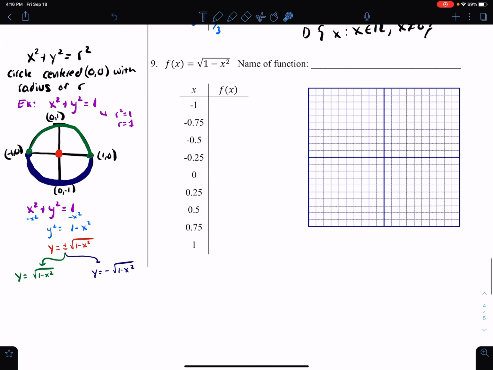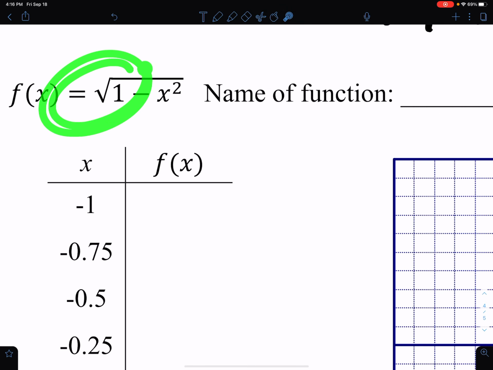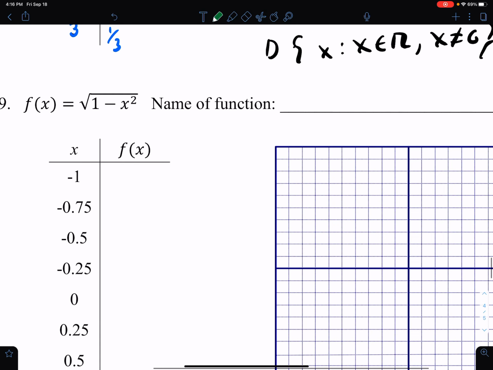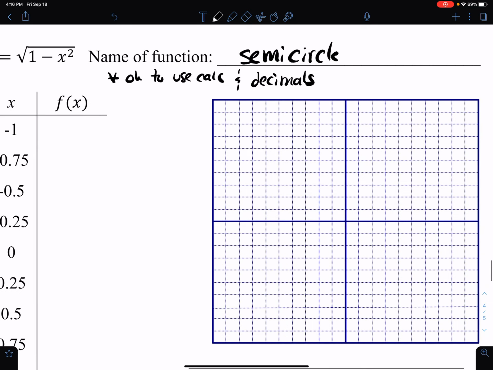So here, when we look at this one, somebody's asking us to only look at the positive version. So when I recognize that square root form, this is going to be a semicircle. It's going to be half of a circle. Now with this one, we said it was okay to use a calculator and decimals in our table. But we also just drew a picture together.